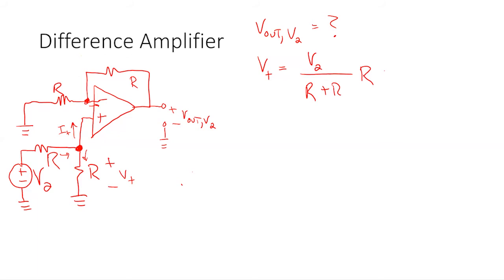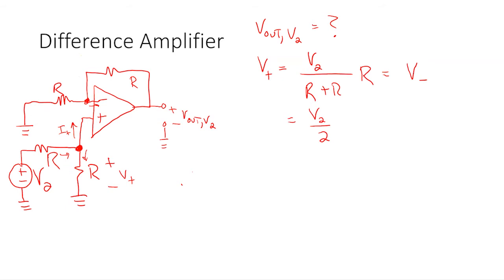Now I apply the golden rule. V plus and V minus are always equal, but they're not always equal to 0. In this case, V plus and V minus are the same, and they're equal to, if I do the math on this, V2 over 2, right? Because those two resistors are the same value. I minus is equal to 0 as well.